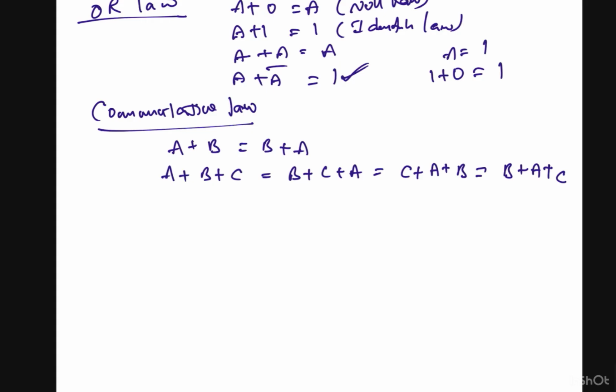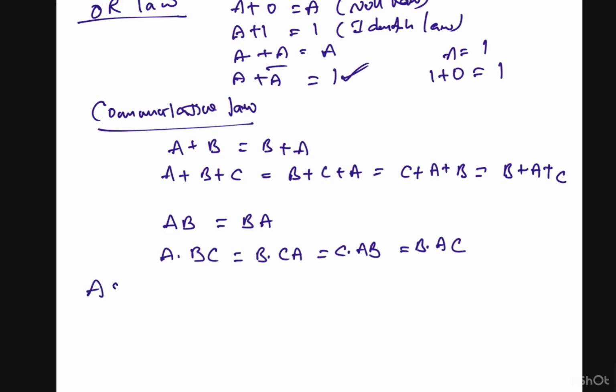And if you take the commutative law with the dot operation, there a · b = b · a, or a · b · c = b · c · a, or equal to c · a · b, or equal to b · a · c. That is the commutative law.